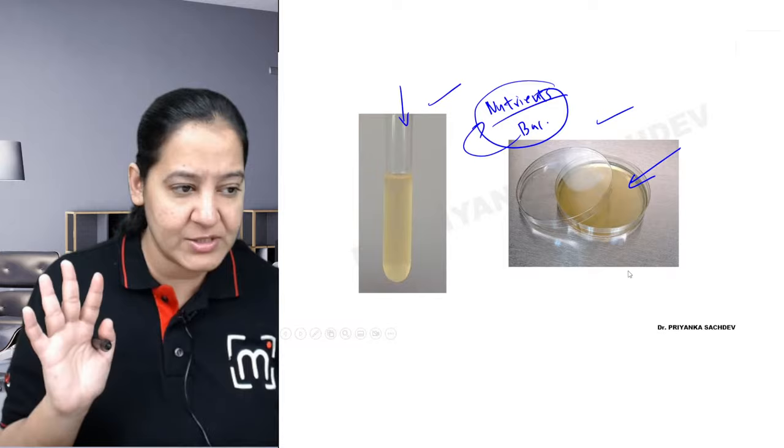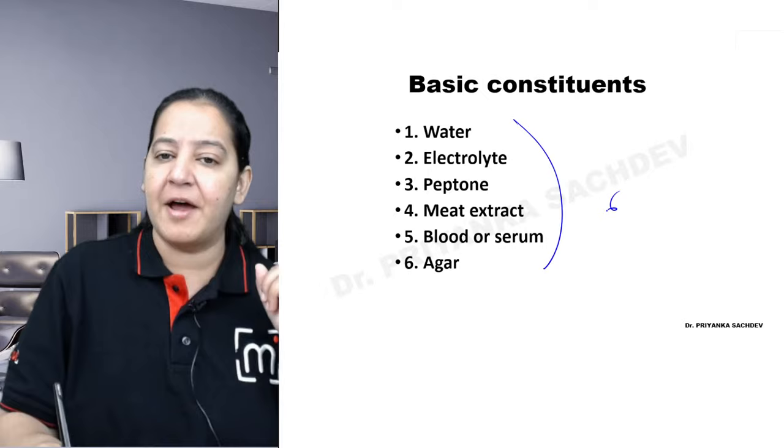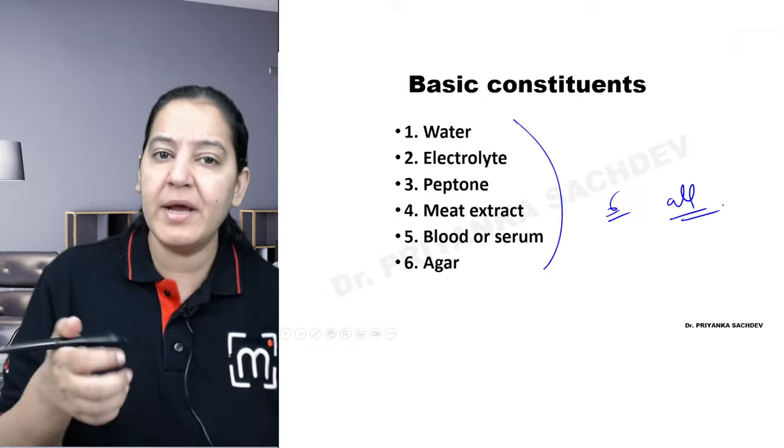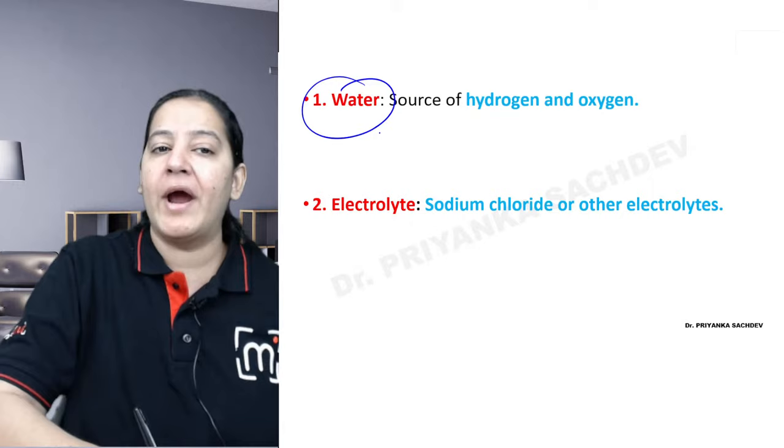So what are the basic constituents? These six things are present in all culture media, whether solid or liquid. That's why they are known as basic constituents. Number one, water. We provide bacteria water. Water is H2O, so it is a source of hydrogen and oxygen to the bacteria.